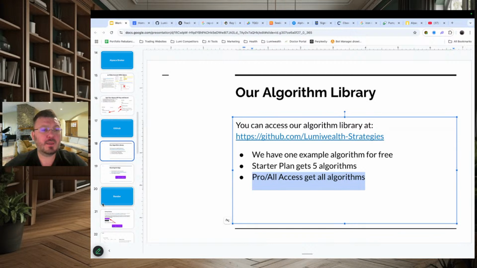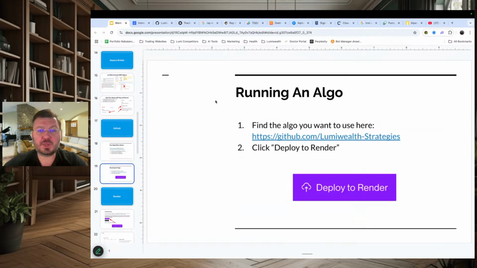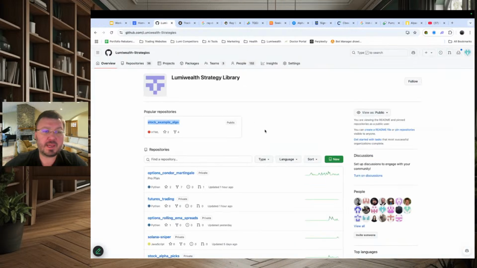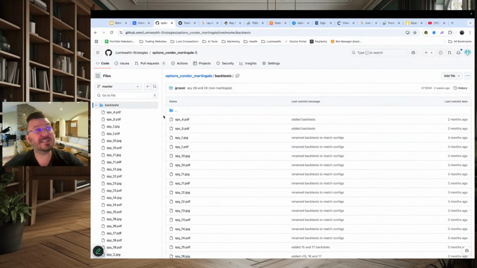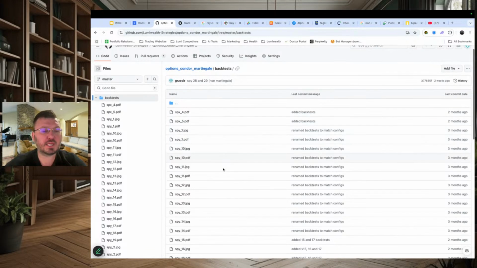Right. Okay, cool. And then when you run the algorithms, basically when you go into GitHub, let's say I want to run the Condor Martingale, right? This is kind of a typical workflow. When I click on that, first of all, a lot of these algorithms have our backtests inside of a folder. So you can click on that backtest folder. You can kind of see, what does each configuration do? How is it all working? So you can click into here.